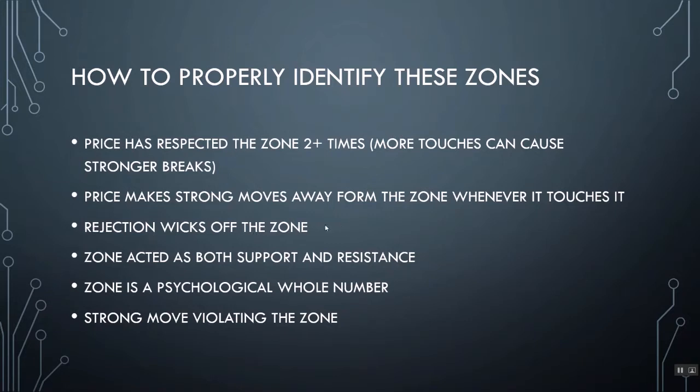Rejection wicks off the zone, so we see a lot of wicks where price fails to break the zone. Zones act as both support and resistance. Again, like I told you guys, these levels are going to act as both a support and a resistance. And 90% of the time, when price breaks one direction, eventually it will act as the opposite when it comes back to it. Zone is on a psychological whole number. I will go over that, but basically whole numbers are psychologically followed closer than regular, impartial numbers. So this lining up with our horizontal support and resistance, as we will be going over in this video, is crucial. And strong moves violating the zones, another key level, as I go over with you guys on the charts here. So I'm going to go ahead and flip into the charts and we'll go over it there further.